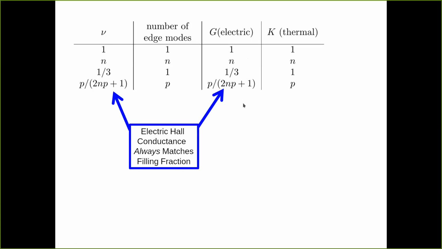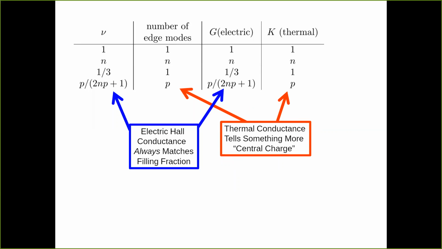Now you'll notice that the electrical conductance always matches the filling fraction, and this is not surprising. In fact, we know that the electrical Hall conductance of a system, in a clean system, always has to be given by the filling fraction. This is a result of Galilean invariance, basically. But the thermal conductance gives us something else. In these cases, it's counting the number of edge modes. In more mathematical language, it's telling us the central charge of the bulk theory that we're looking at.